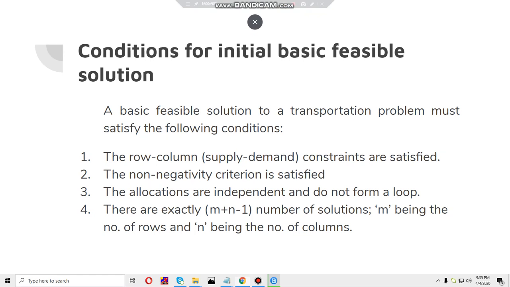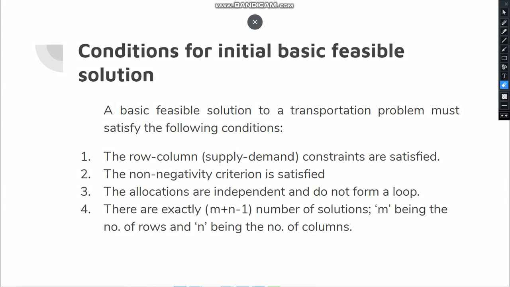So in the previous lecture, now we are going to start lecture 2. In the previous lecture, we had used three different methods: the northwest corner rule, the matrix minima method, and VAM or the penalty method to find the initial basic feasible solutions.